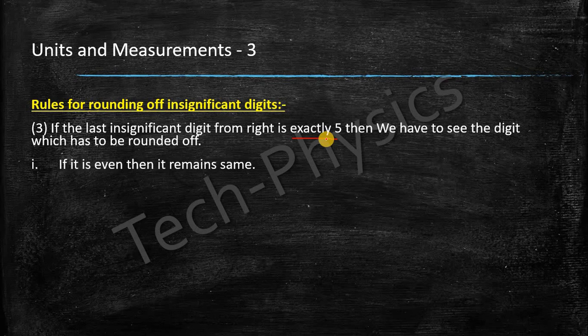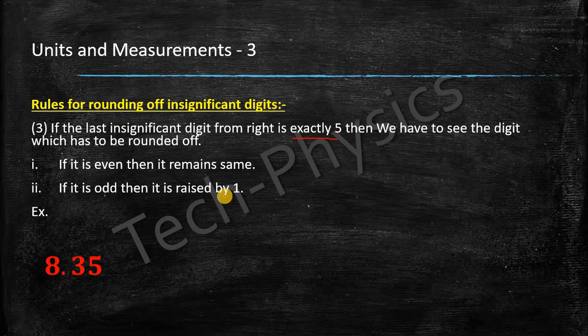So if the number that has to be rounded off is even, then it remains the same. And if the number which has to be rounded off is odd, then it is raised by 1. So let us see 2 different examples to understand these 2 cases.